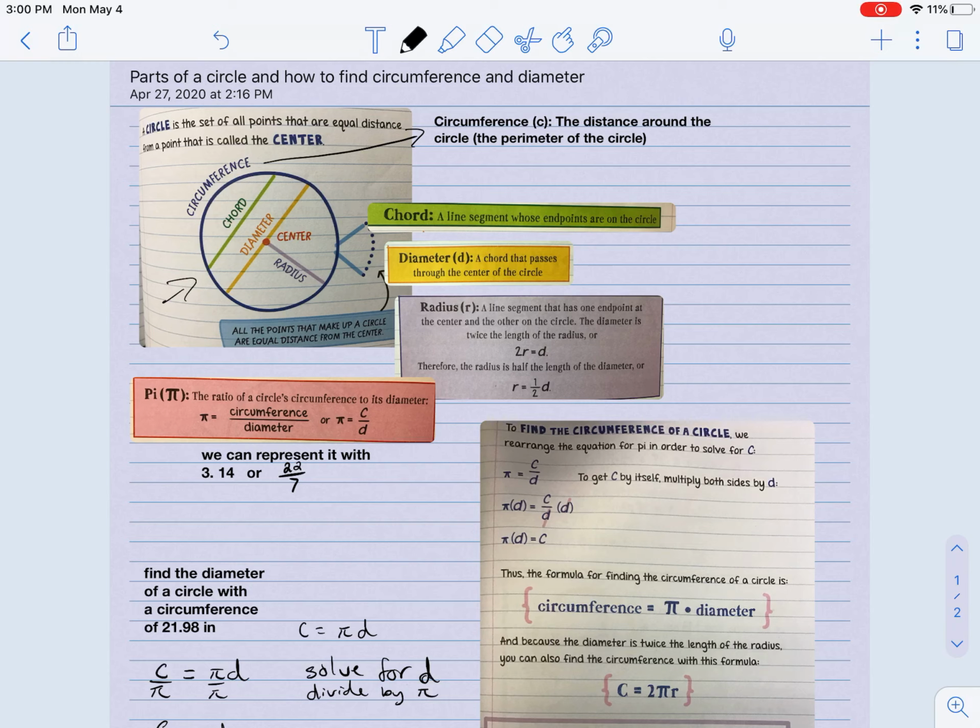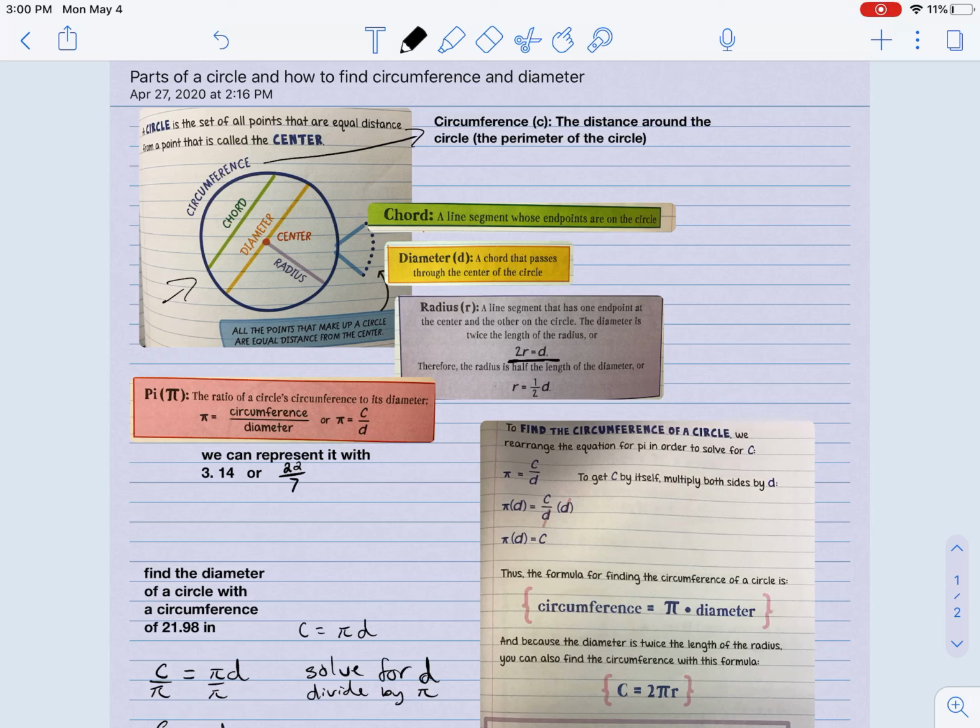So diameter and radius are going to be the main focuses. What you'll notice is the radius is half of the diameter. A radius is just half of your distance across the circle. So note that 2r equals d.